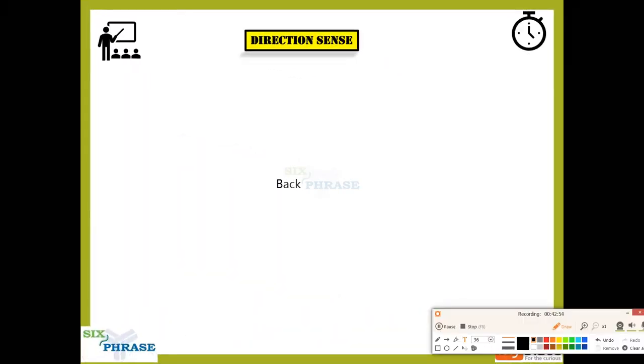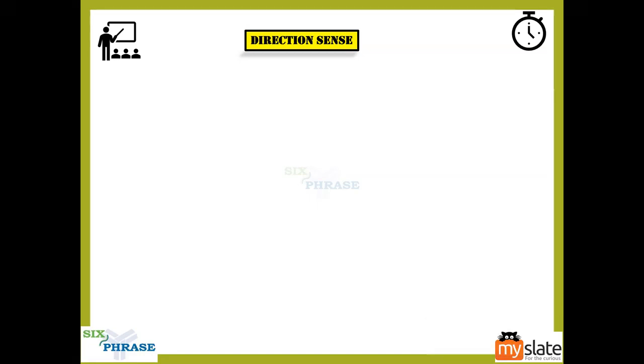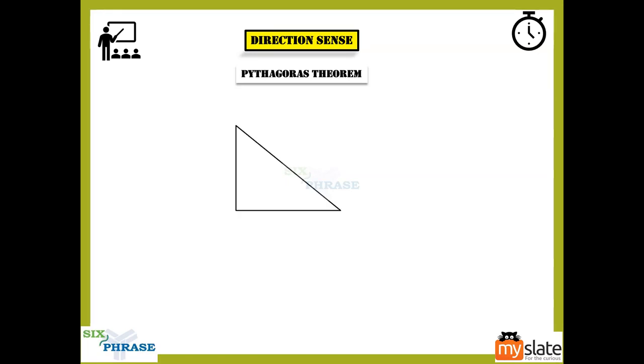So here we've come to the most important part, guys. Some 10 to 15 percent of your direction sense questions you can do without knowing this, but you cannot solve the remaining 85 percent of the questions if you don't know Pythagoras theorem. Pythagoras was a famous mathematician, and his theorem has to do with triangles, specifically right angle triangles.